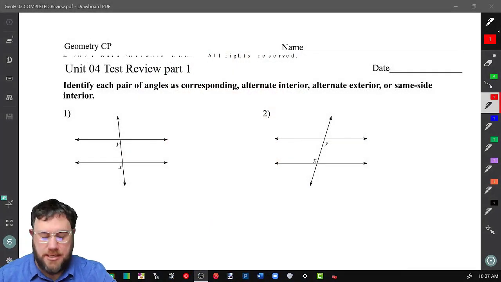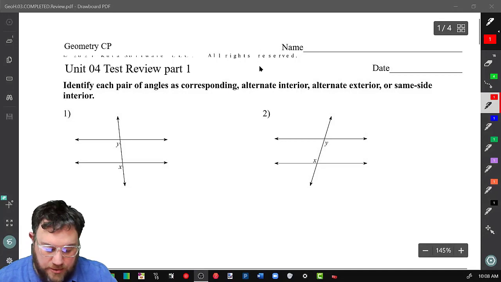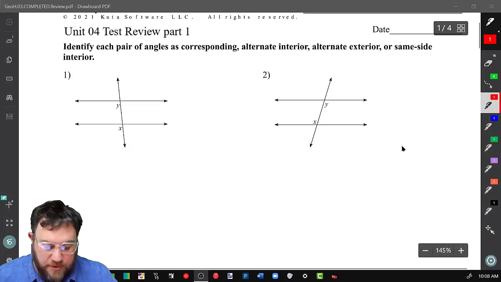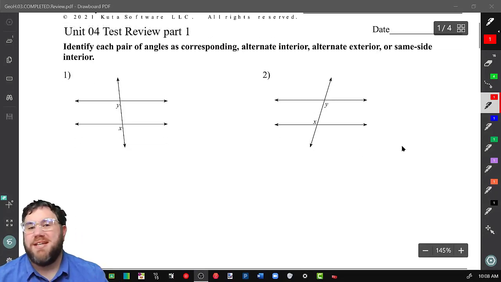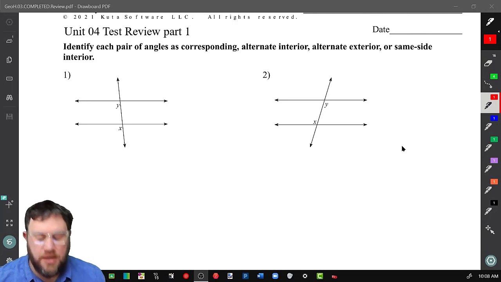Today we're going to walk through the Unit 3 test review. This is all about parallel and perpendicular lines. So let's go ahead and jump in. For these first few, all we want to do is identify what pairs of angles we have.